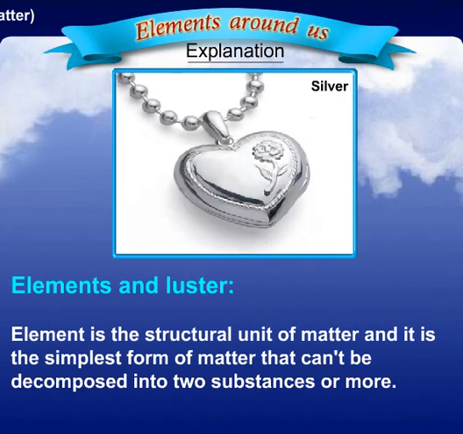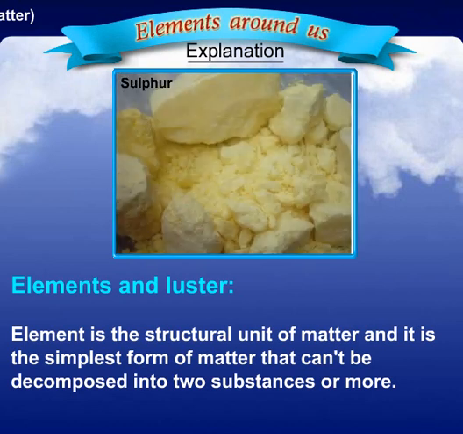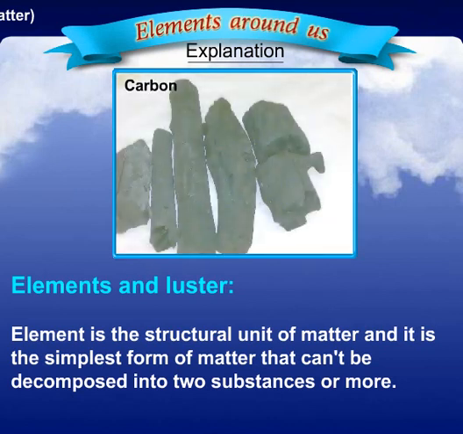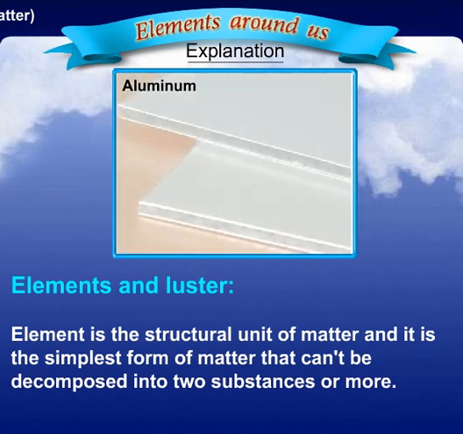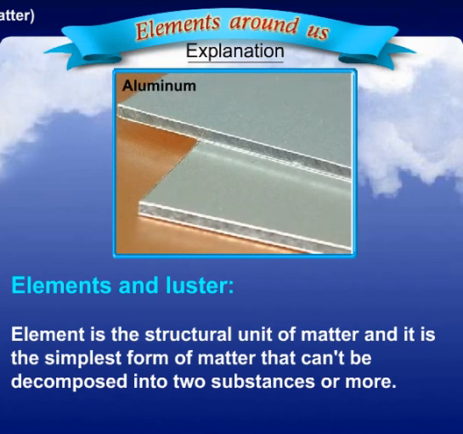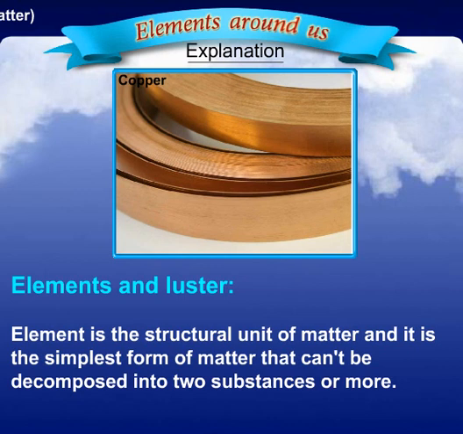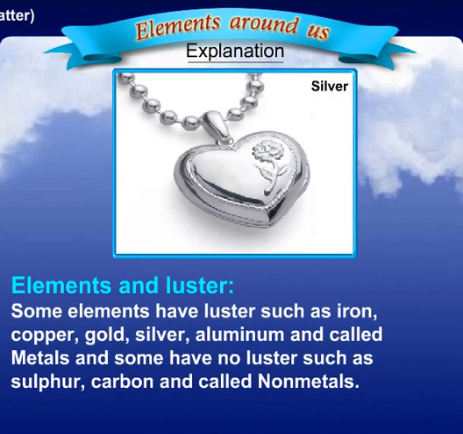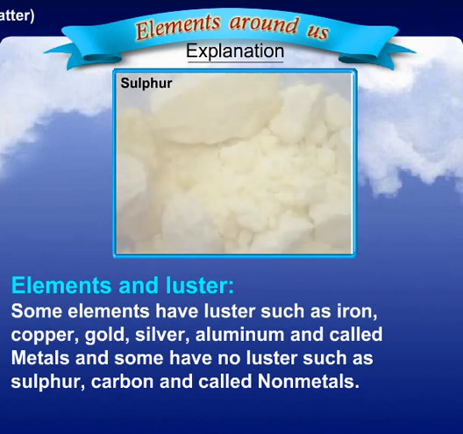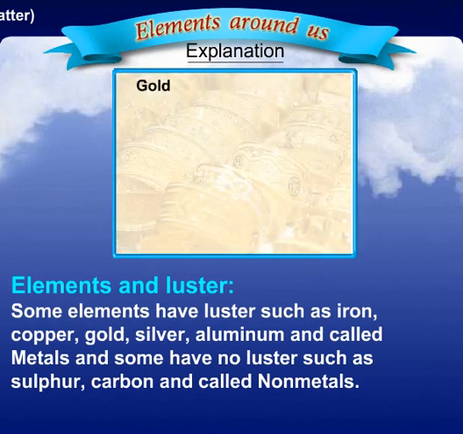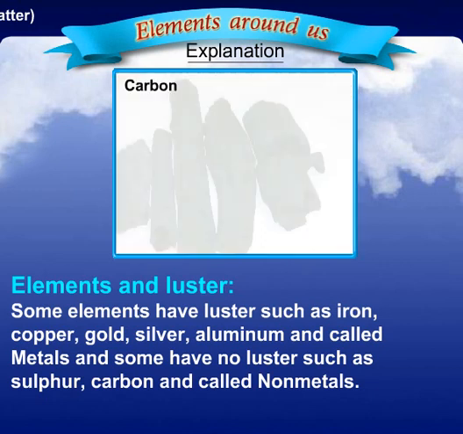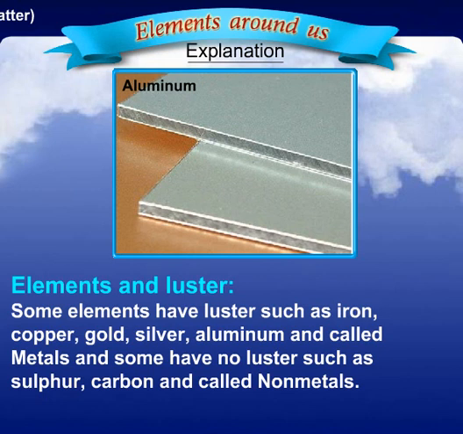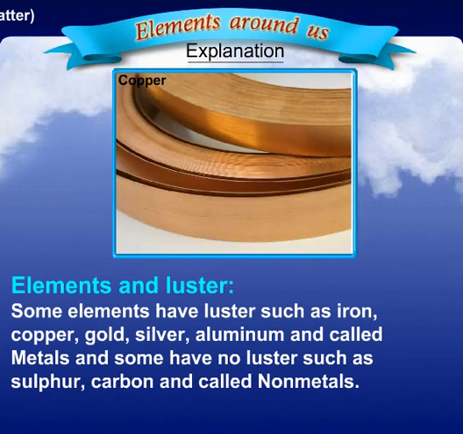Elements and luster. An element is the structural unit of matter, and it is the simplest form of matter that can't be decomposed into two substances or more. Some elements have luster, such as iron, copper, gold, silver, aluminum, and cold metals, and some have no luster, such as sulfur, carbon, and cold nonmetals.